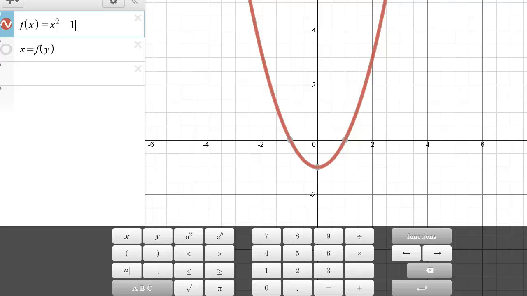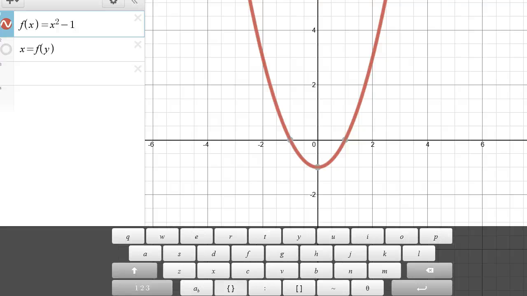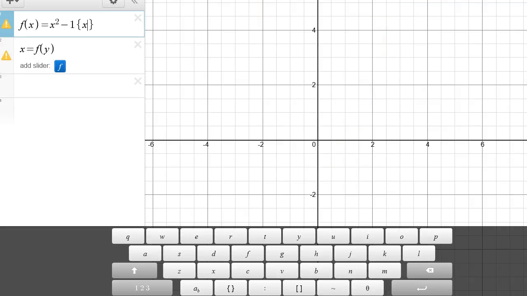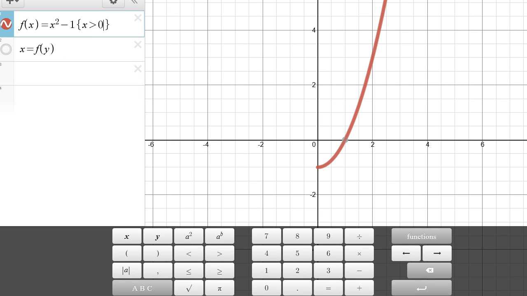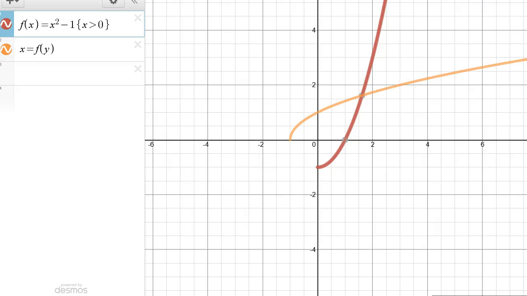In this software, I need to use these little curly braces, and I'm going to say x is greater than 0, and we'll see what happens here. Now instead of having my full function, I restricted the domain, so x is greater than 0, and look what happens to my inverse.